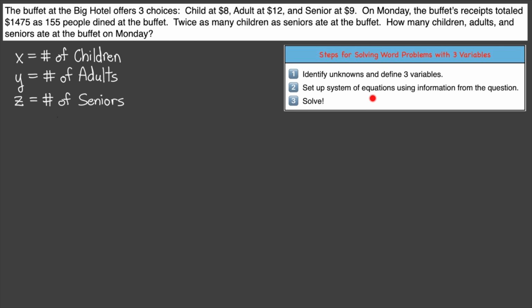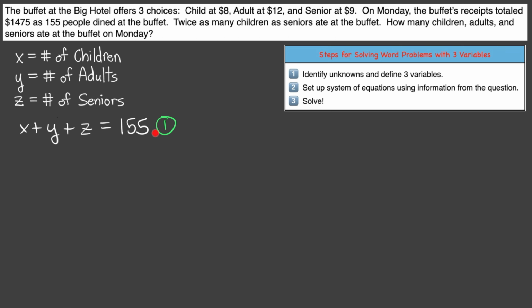Next, we want to set up a system of equations using the information from the question. So let's go ahead and try to pick out some information here. Let's start with the 155 people who dined at the buffet on that particular Monday. So we can set up an equation. The total number of people are the children, adults, and seniors. So we simply add x plus y plus z, and that gives us the equation for the number of people who visited the buffet that Monday. So that's going to be our equation number 1.